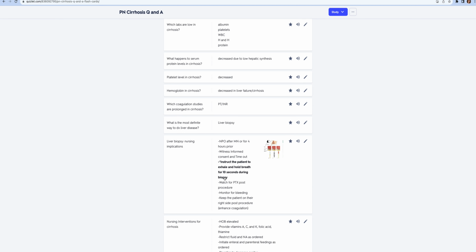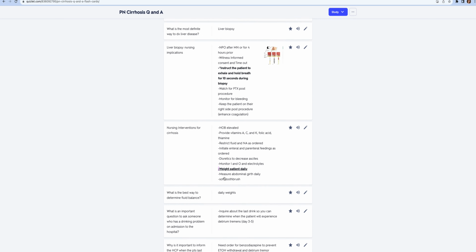I've taken care of somebody who has died after a liver biopsy because she was already prone to bleeding and they didn't put her on her right side after. You have to put them on their right side so it will tamponade the bleeding. Remember that. That's really important.